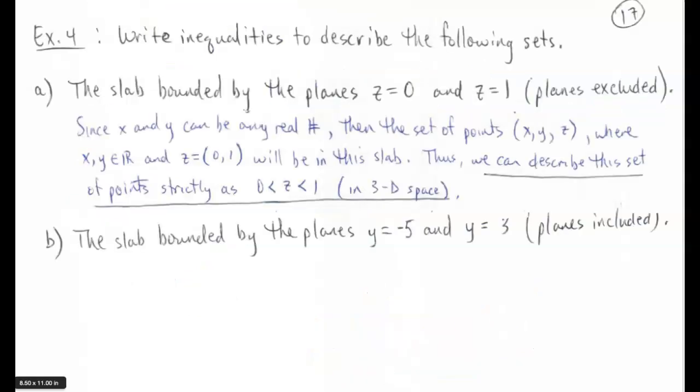So for our next round of examples, with example number 4, we want to write inequalities to describe the following sets. And we're told that this first set is a slab bounded by the planes z is equal to 0 and z is equal to 1. Okay. Now, if you remember, if we're describing a plane in terms of a z coordinate, then whatever plane we're talking about is going to be parallel to the xy plane.